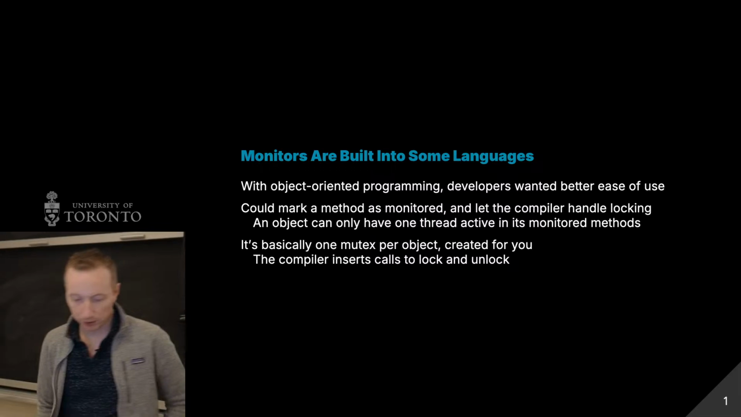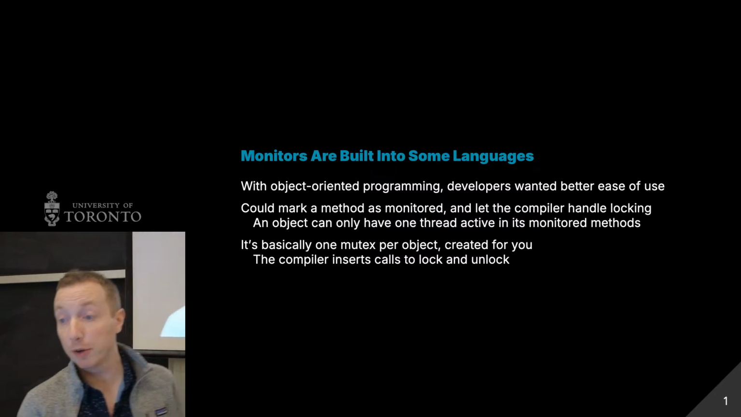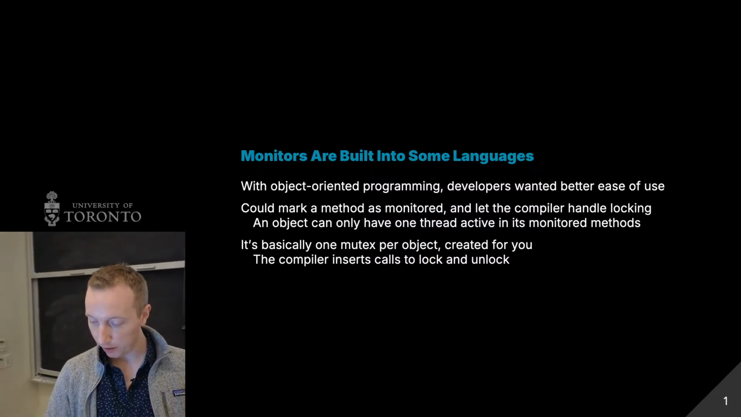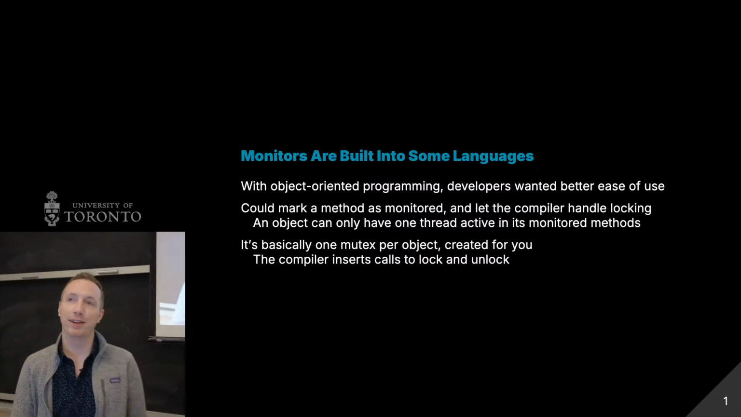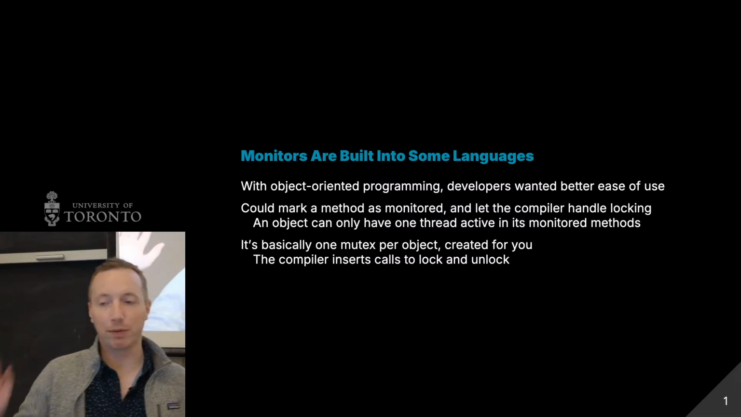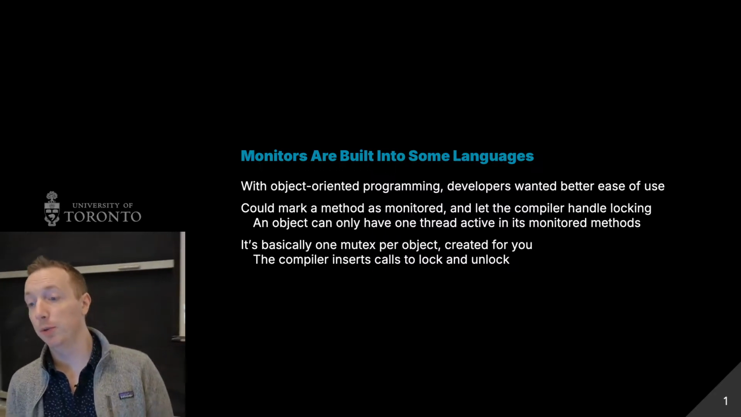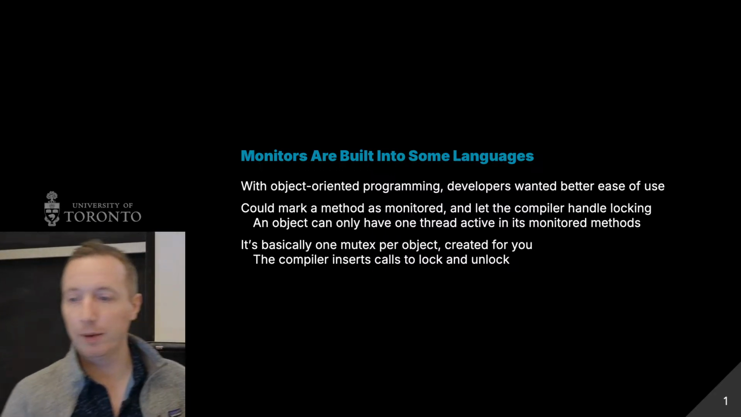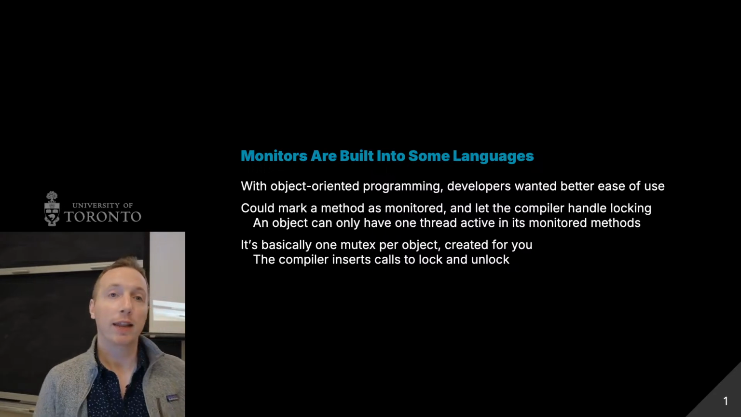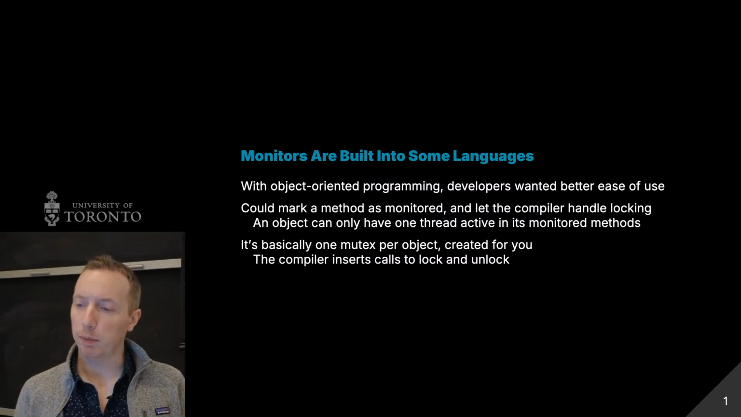To first relate it to other languages, there is something you might hear called monitors, and now we can explain what they are. Monitors are sometimes built into other languages, and because object-oriented programming became so big, every developer wanted to use it for everything, even though it didn't make sense. So what they devised is an easier way to use locks for object-oriented languages. They allow you to mark a method as monitored and then let the compiler handle inserting all the calls to lock and unlock and creating the mutex for you.